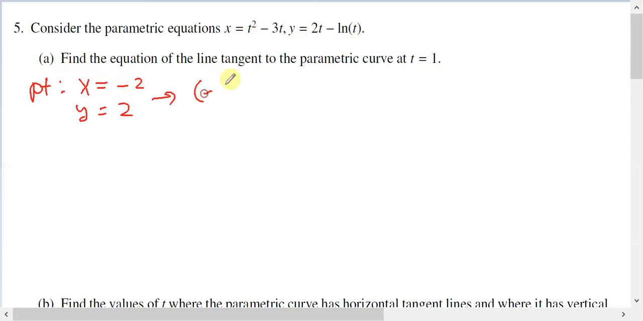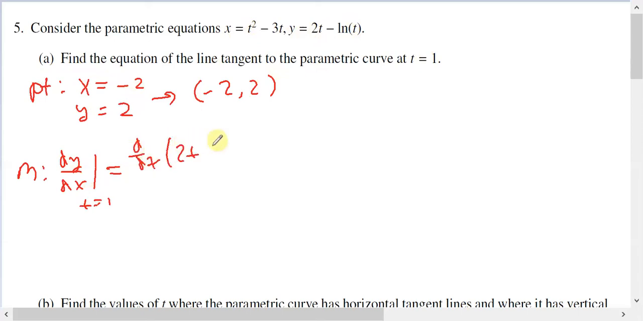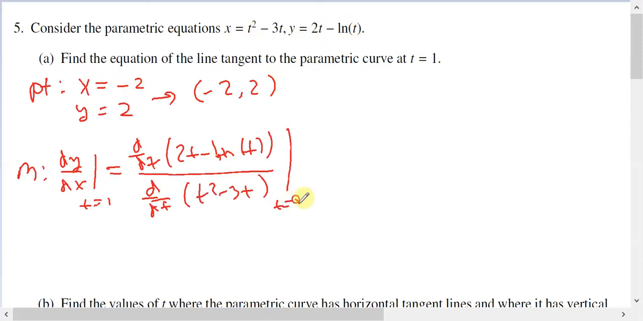So the point that's on the graph, this is actually the point of tangency in terms of x and y, is minus 2, 2. And then to write the equation, I also need the slope. So the slope, we know that's going to be my derivative evaluated when t is 1. And so remember, the derivative is the derivative of y, that's this, 2t minus natural log t, divided by the derivative with respect to t of x, that's the derivative of t squared minus 3t, and then I'll evaluate that when t is 1.